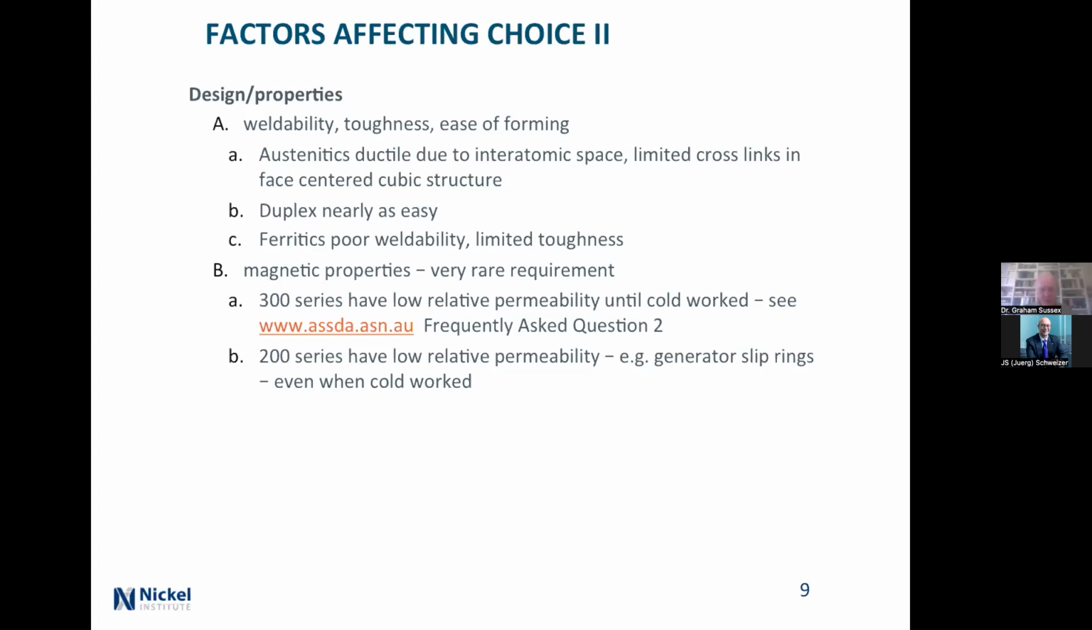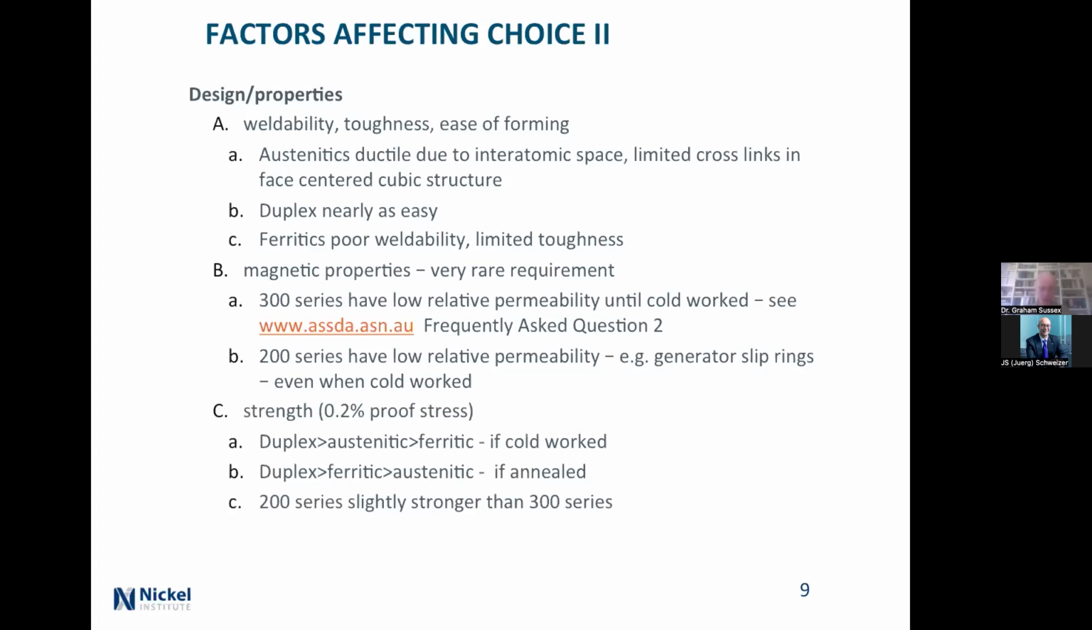The 200 series, that's austenitics with manganese rather than nickel, have relatively low permeability, low relative permeability. And they're used on things like generator slip rings, where you can't afford to have something that's magnetic. And even if you cold work them, they still stay very low relative permeability.